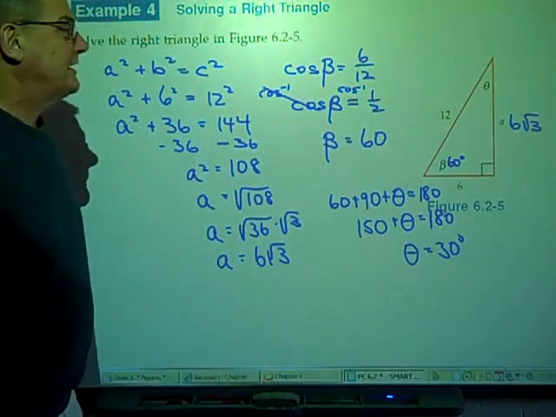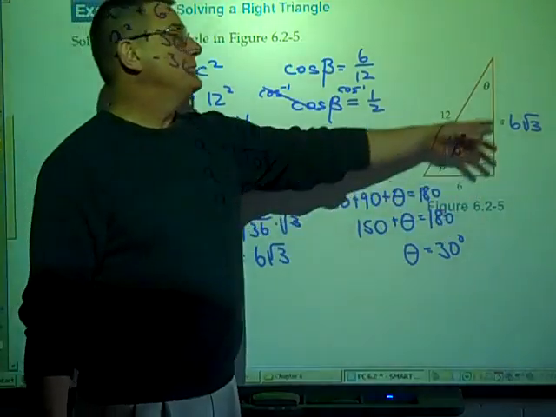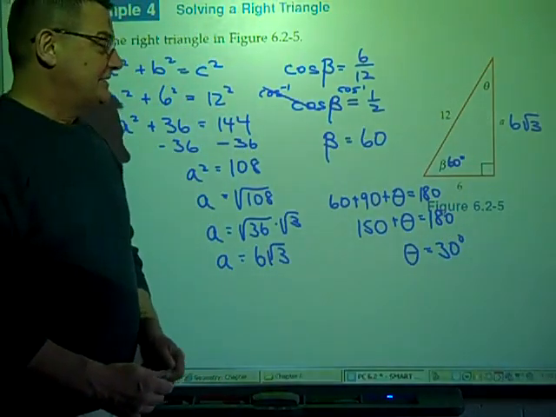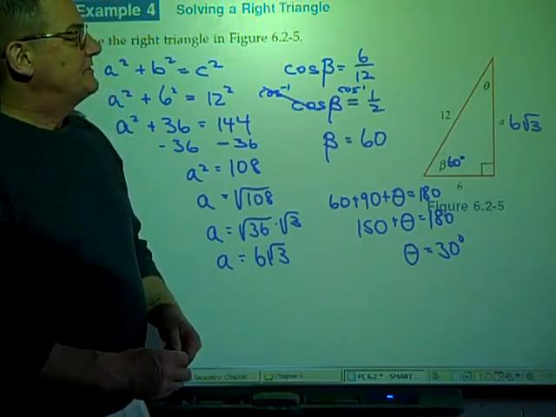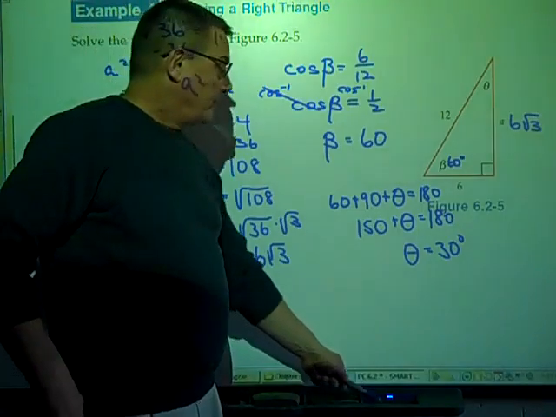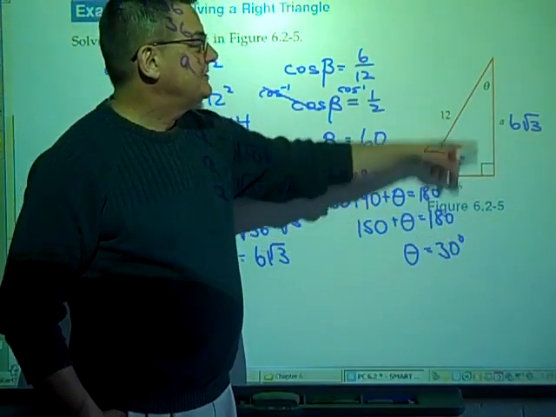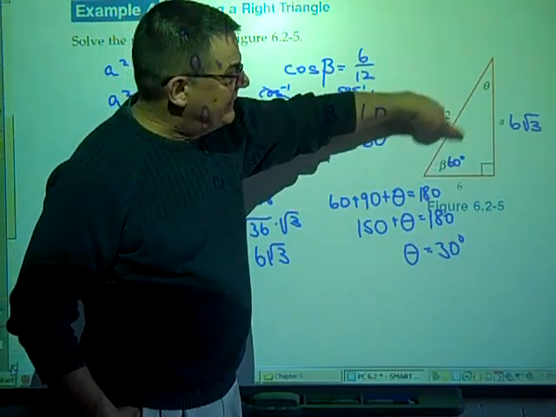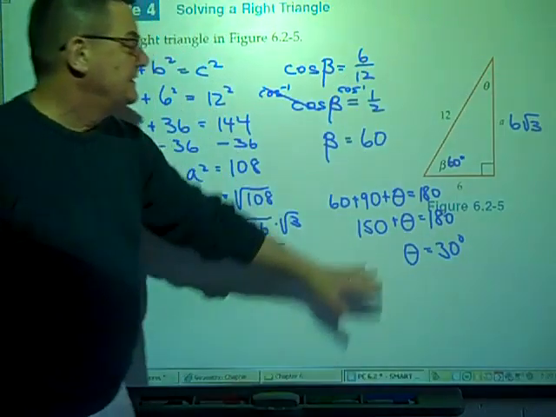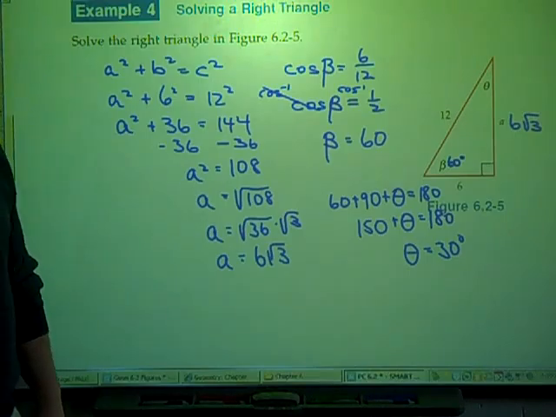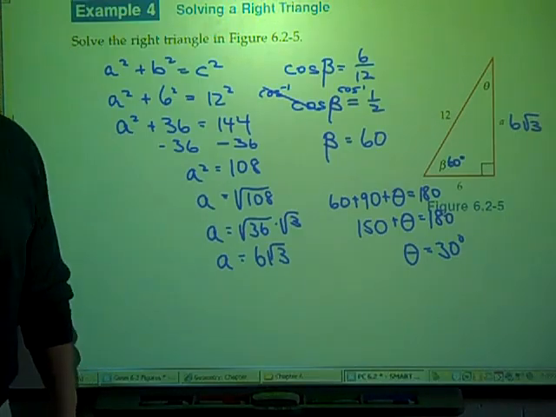Now there's some other shortcuts. You may have recognized these ratios and been able to figure out that the angles were 30 and 60 just by recognizing the ratio of the sides. Or if you know that this is 90 and this is 60, you could just take 90 minus 60 to get theta. Those are all alternative ways, but this works for all kinds of triangles. So there you go. Example 4.